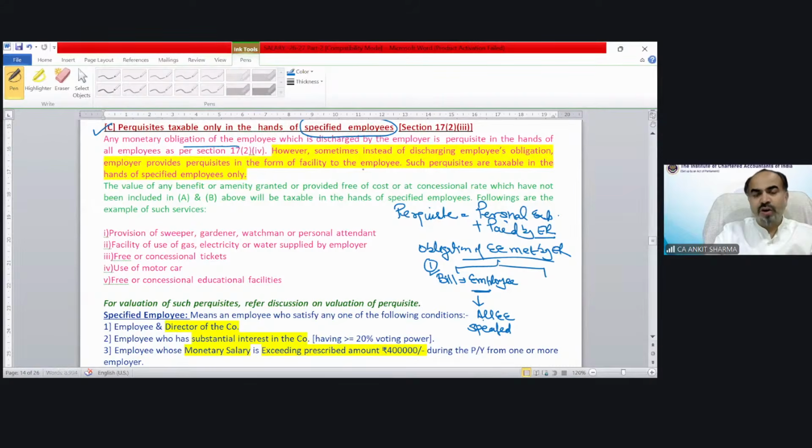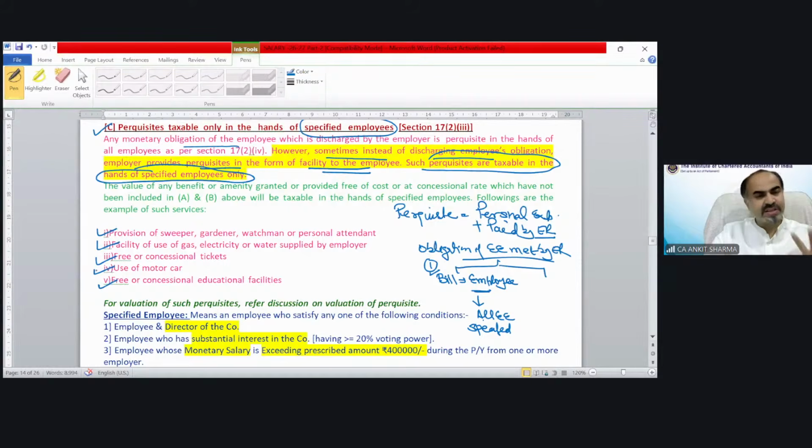Any monetary obligation of the employee which is discharged by the employer is a perquisite in the hands of all employees. However, sometimes instead of discharging the employee's obligation, the employer provides a perquisite in the form of a facility to the employee. Generally they ask you to take the facility yourself, and they will reimburse it. But if they are providing you directly a cook, electricity bill, etc., that would be a special case. Such perquisites are taxable only in the hands of specified employees. Understood? They are kinds of perks like sweeper, gardener, facility of gas, electricity, concessional ticket, use of motor car, educational facility. These are going to be discussed one by one.